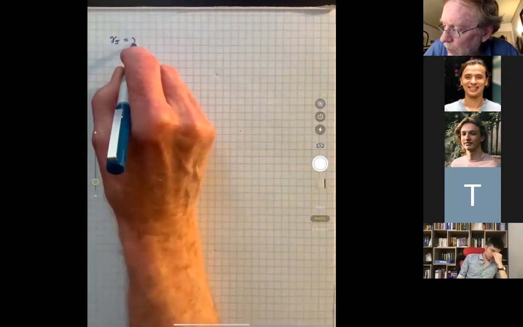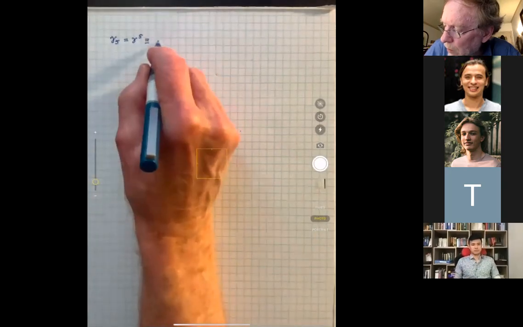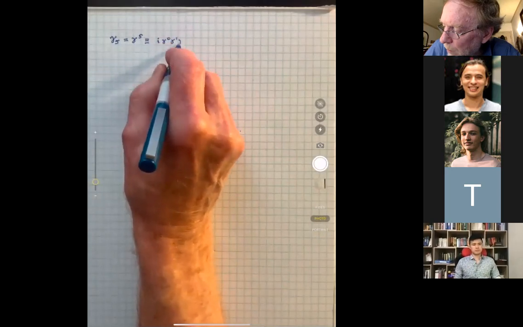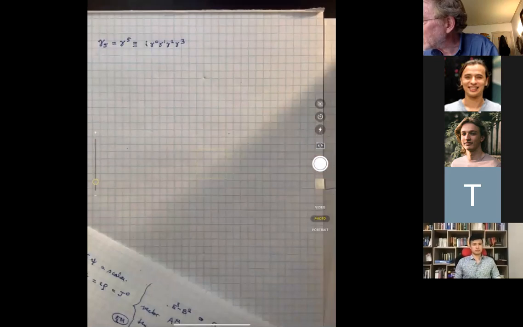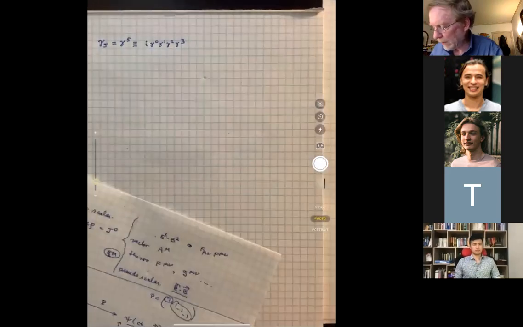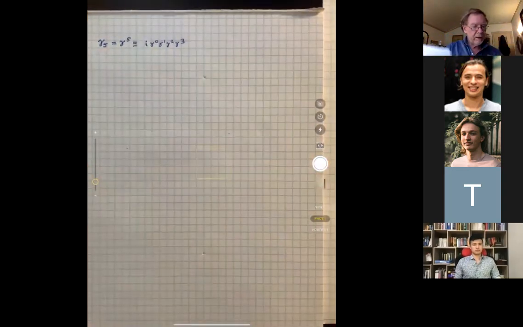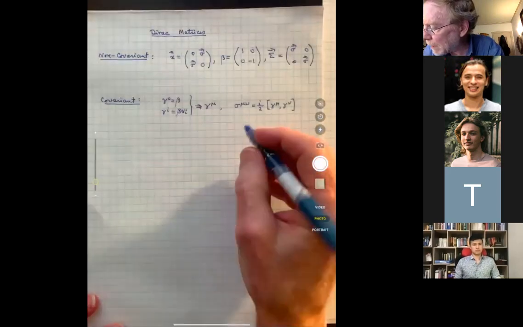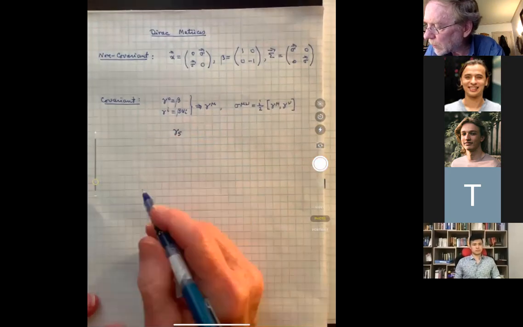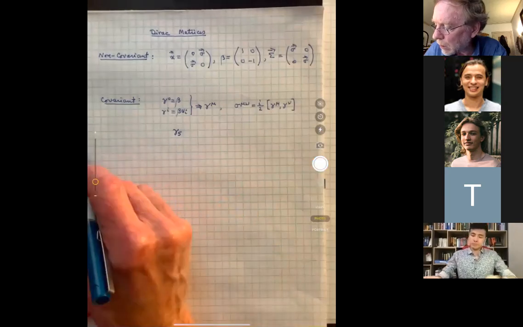And gamma 5 is written with either a superscript or a subscript. It doesn't matter. It's the same matrix. And the definition of it is that it's i times gamma 0 times gamma 1 times gamma 2 times gamma 3. Now, this needs to be added to our menagerie table of Dirac matrices. Here it is. Here's the non-covariant and the covariant list. We'll add the gamma 5 to the covariant list. So this is the last of the Dirac matrices that I need to talk about.